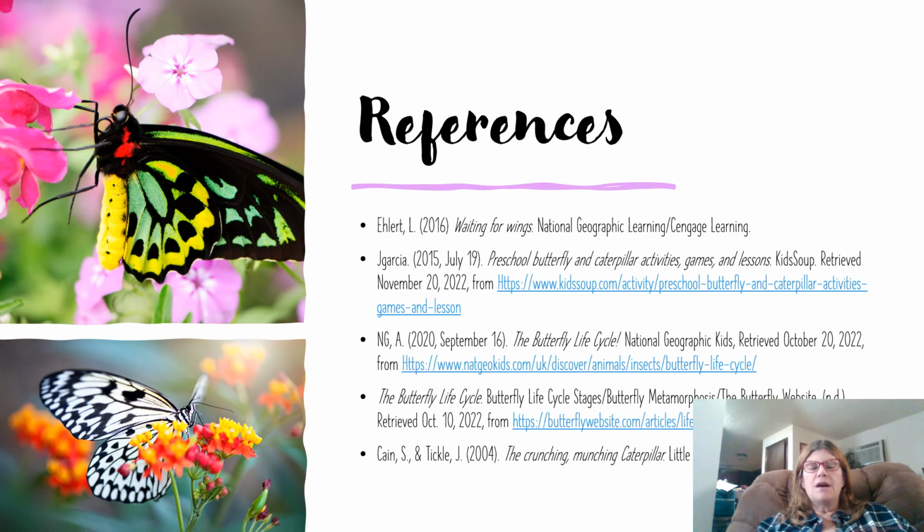So for references, 2 books that I have to read to the children would be Waiting for Wings, and also The Crunching Munching Caterpillar. And then website references that I found information from were the Preschool Butterfly and Caterpillar Activities, Games, and Lessons from Kids Soup, and the Butterfly Life Cycle from National Geographic Kids, and then also the Butterfly Life Cycle and Stages and the Butterfly Metamorphosis.